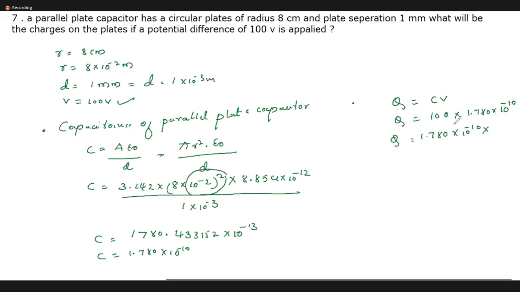Here, let me write it as 100 as 10 to the power of 2. Ma'am, two zeros. 1.78 into 10 power minus 8. Yes, 10 to the power of minus 8 coulomb. Okay, is it clear, students? Yes, ma'am. Can I go for next question? Hold on, Anshul. Can I go for next question? Ma'am, 1 minute. Yeah.